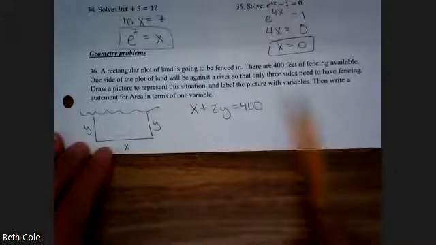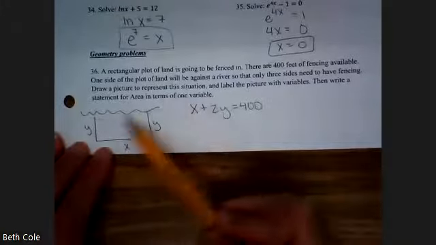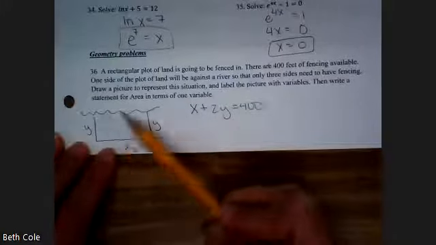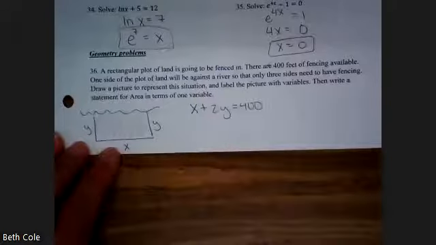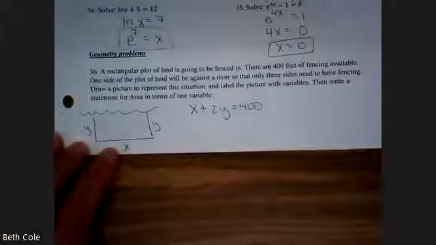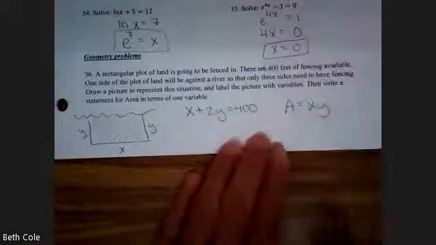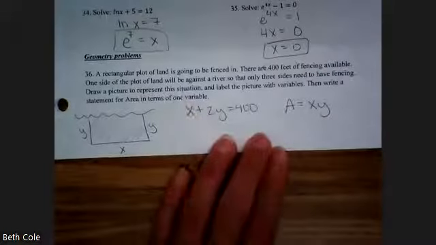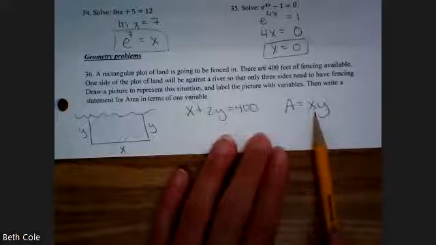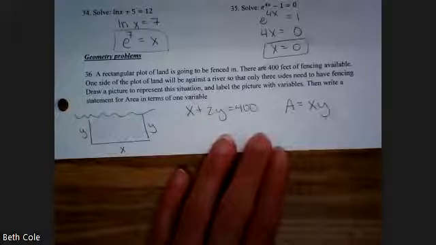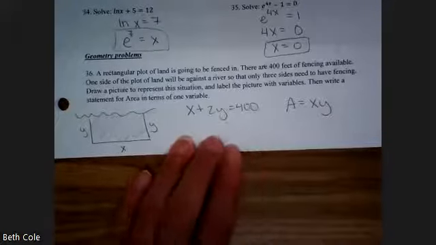Now it's saying write a statement for area. This is the perimeter. How would we do area? Hint, it's area of a rectangle, which we already did. Area would be what? Length times what? It's going to be x times y, but it says in terms of one variable. There's 2 variables. Do you see that? An x and a y. We want it in terms of one variable. So we're going to have to substitute something out.